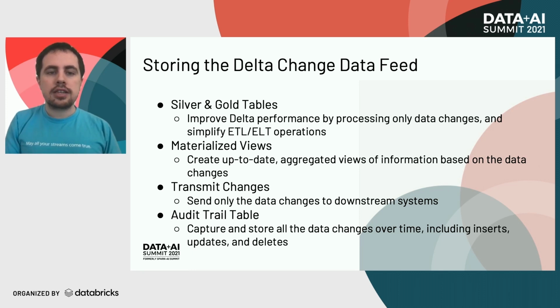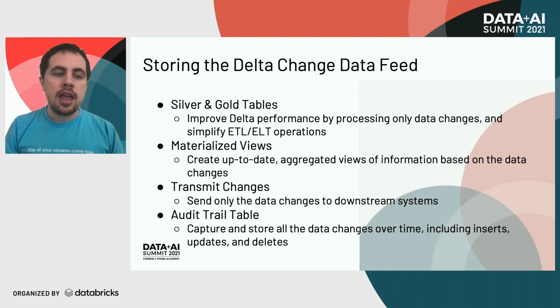You can use it for materialized views to create up-to-date views based on the changes as they come in without having to rewrite the entire contents every time. You can transmit changes to downstream systems effectively, again, without having to output the full state of the Delta table every time. And you can use it for audit trail cases, both in terms of seeing what has changed in this particular version, and in terms of, if you have some particular row, how has that evolved over time? What changes have people made to it, and when did they make those changes?